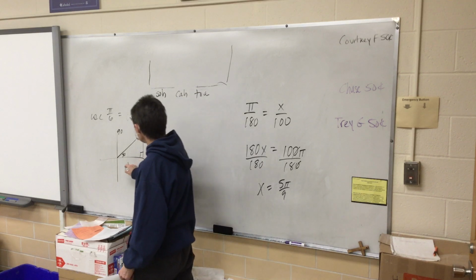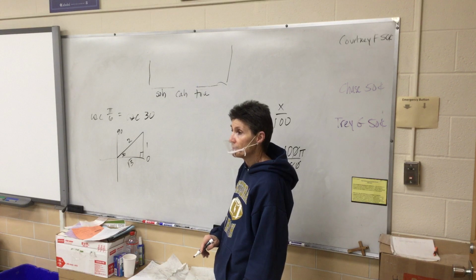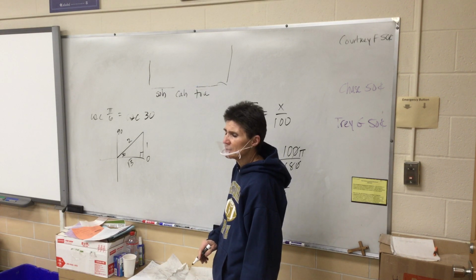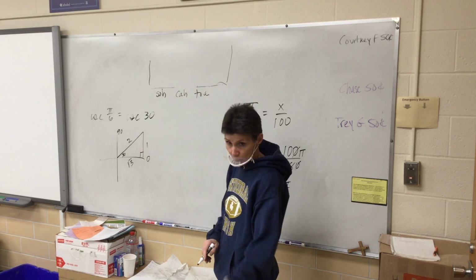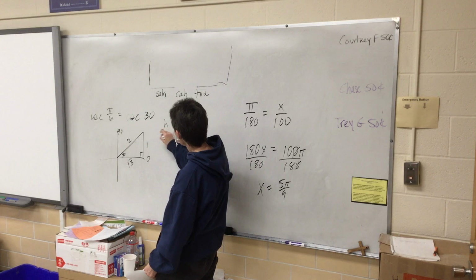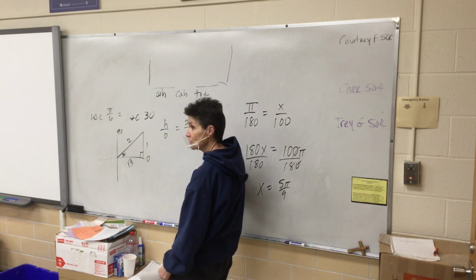So 1, root 3, 2 are my sides. Across from the 30 is always 1. What's cosecant? Reciprocal of sine. So the reciprocal of sine will be hypotenuse over opposite, which is 2 over 1, or 2.